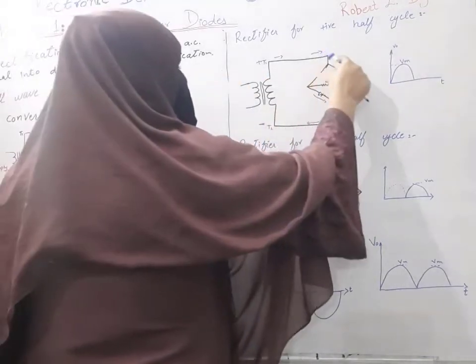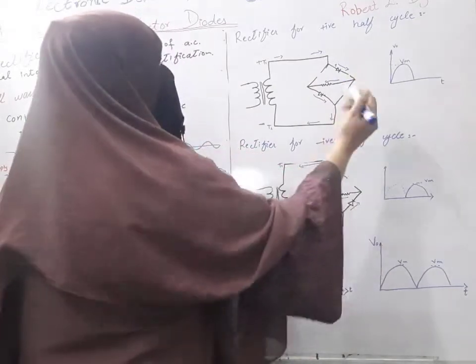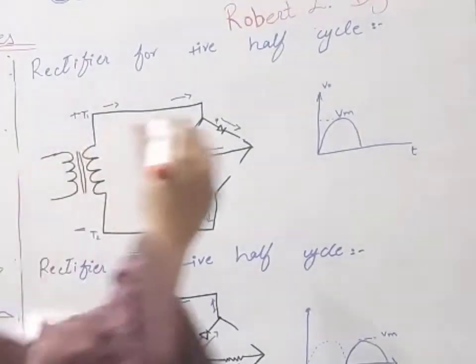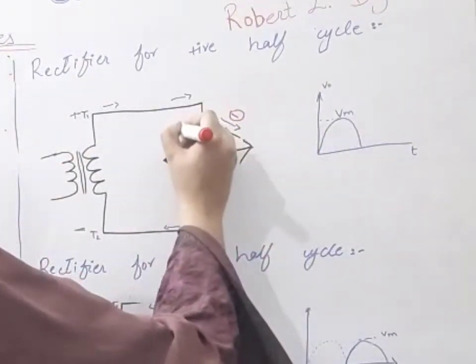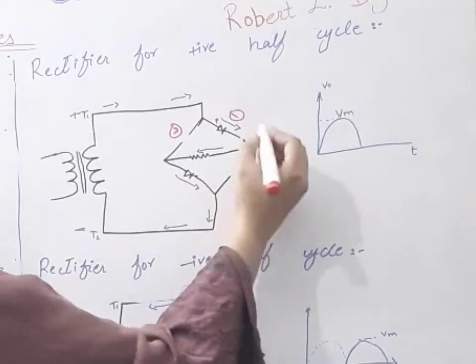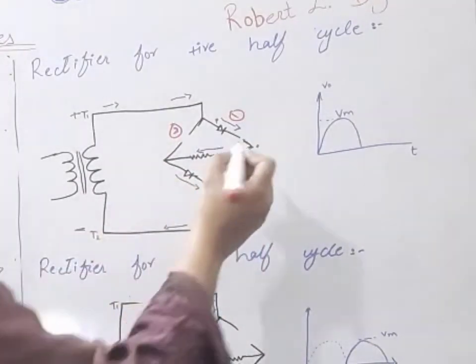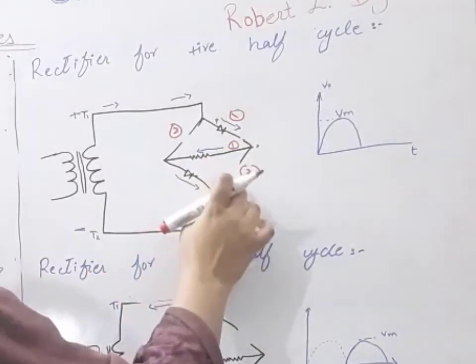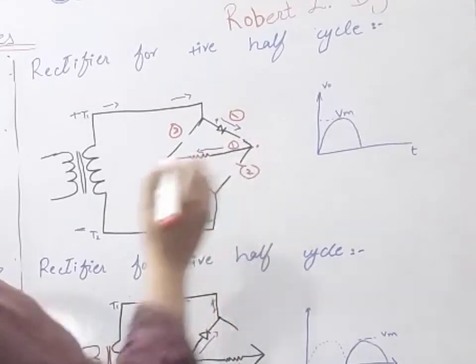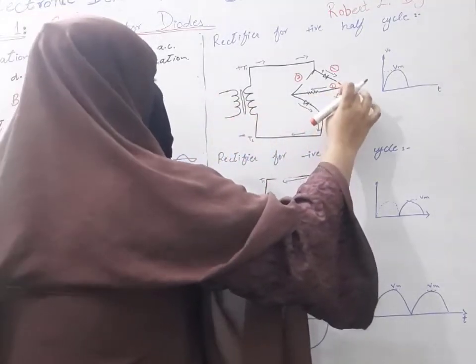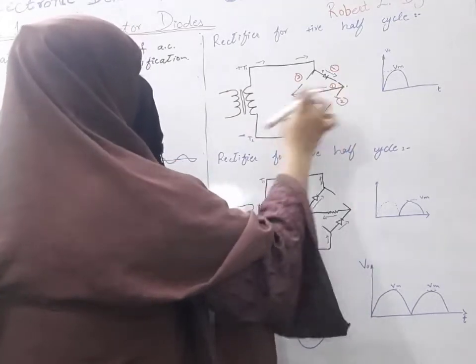So current will flow in this direction, and after this it will have two paths. At this point it has two paths. This is the path number 1 and this is the path number 2. So it will move in this path. At this point, it will have two paths. Number one is this path and number two is this path. Now, at this path, here is the end. And you can see that here is the N. So the current will not flow into the reverse biasing. So here will be the open circuit. Current will flow into this direction.